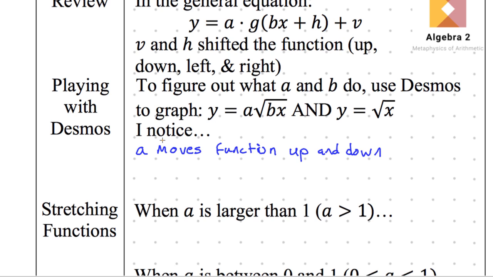I'm going to say A stretches. Stretches the function up and down. Cool. What about B? What did B do?